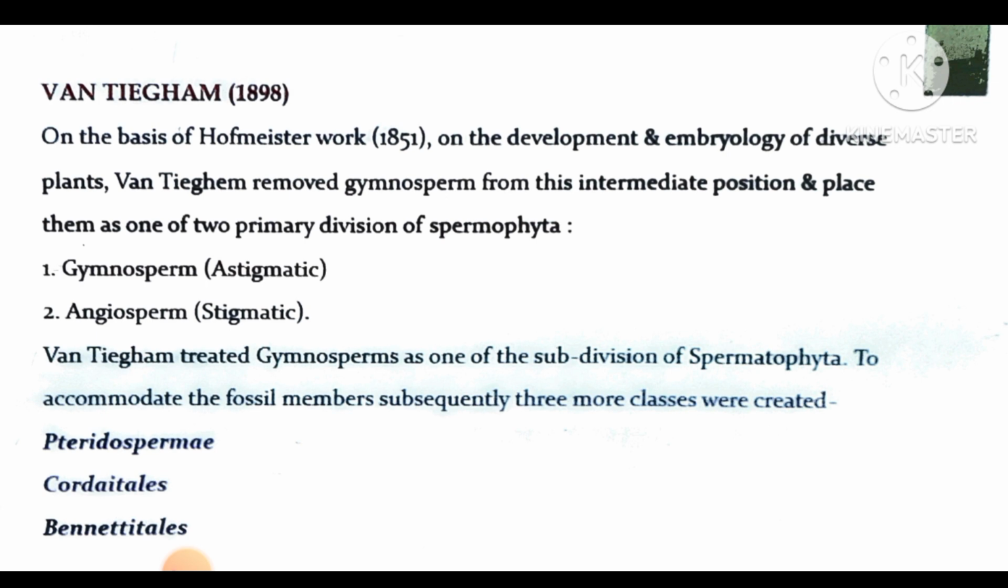As you see earlier, Bentham and Hooker put the gymnosperms in the middle of the dicots and the monocots. So here he removed the gymnosperms from that position and gave them a separate group of the Spermatophyta. Okay, he formed the gymnosperms as a separate group of Spermatophyta, and Van Tieghem treated the gymnosperms as a subdivision. Okay, and he added three more classes on the basis of their fossil members. So these are the Pteridospermae, Cordaitaceae, then Bennettitaceae.